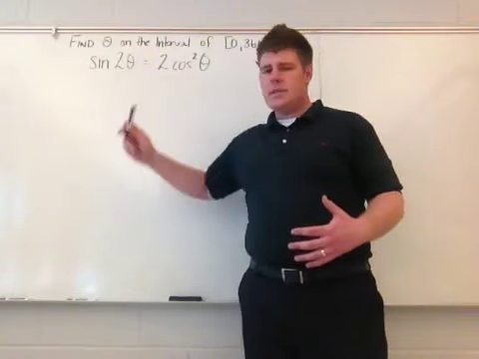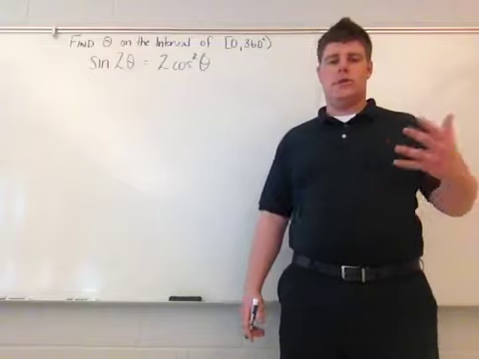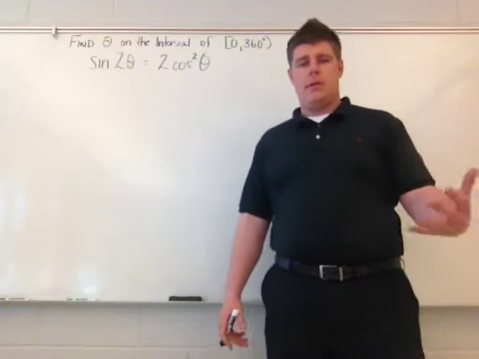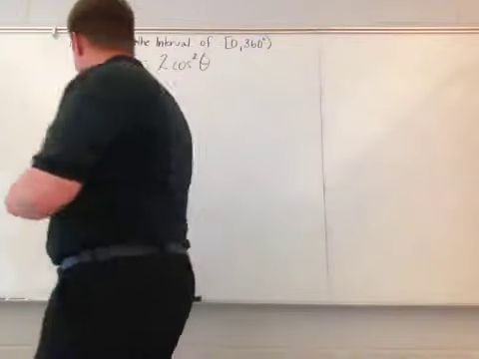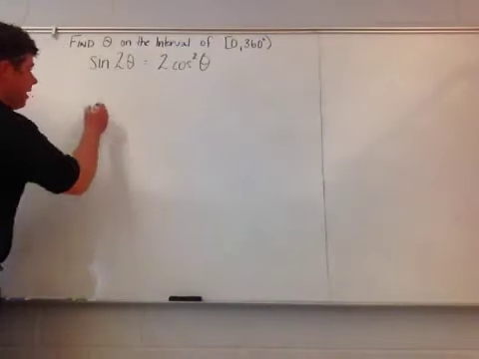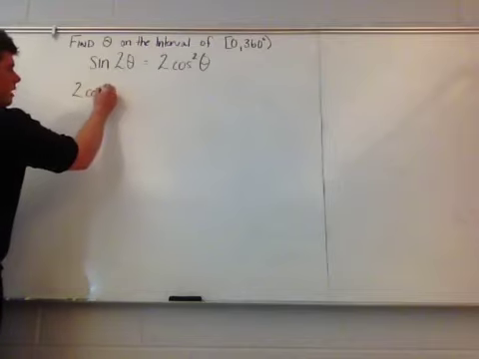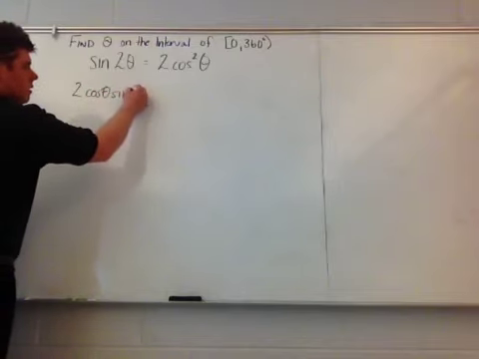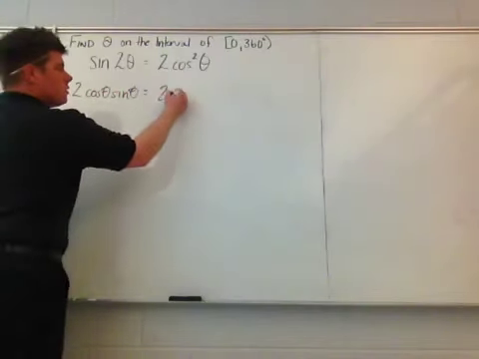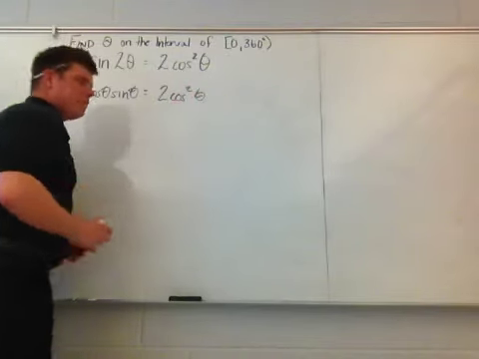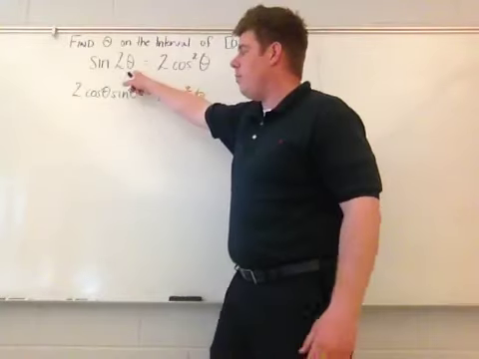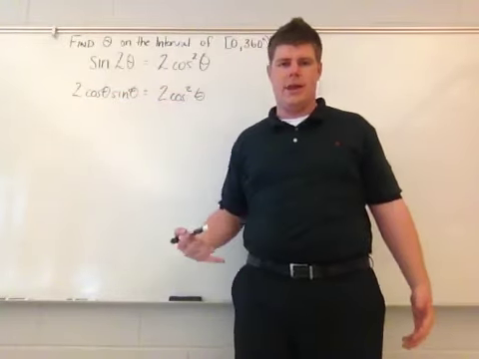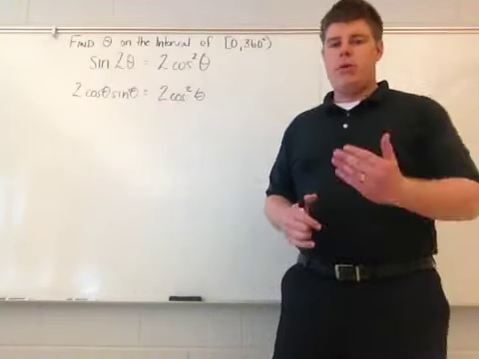So for this sine 2 theta, I'm going to use a trigonometric identity that puts it into a product of its single angles. Sine 2 theta is the same exact thing as 2 cosine theta times sine theta, equals 2 cosine squared theta. What I've basically just done is take the double angle and write it as its single angle identity.